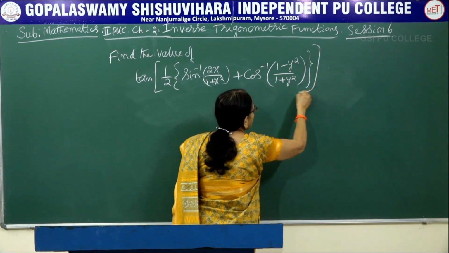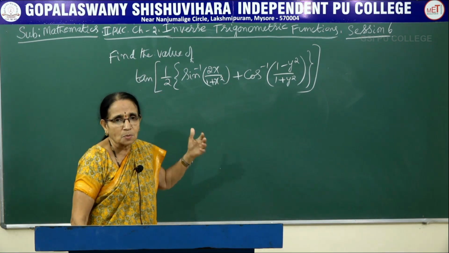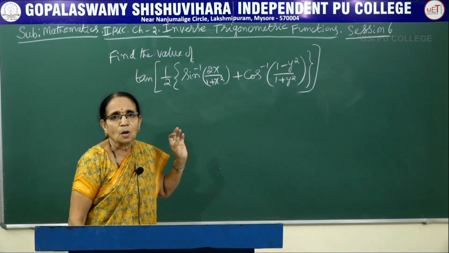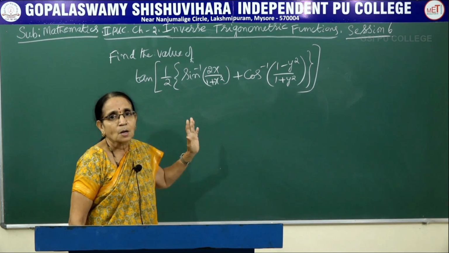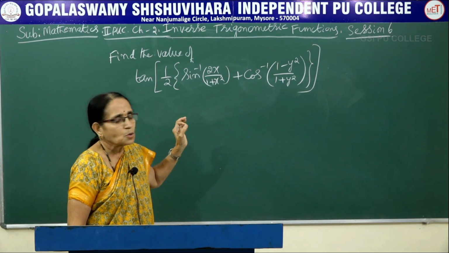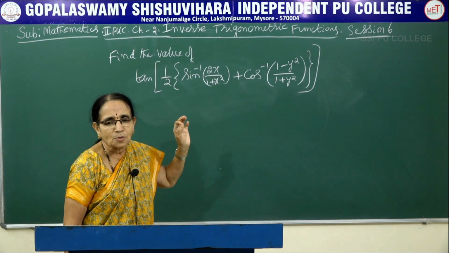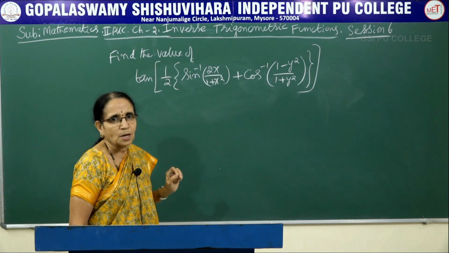Close all the brackets. When the problem is containing too many terms here, you have to be extra careful to copy the problem correctly from the question paper. Now, tan of half of sin inverse of 2x over 1 plus x square plus cos inverse of 1 minus y square over 1 plus y square.